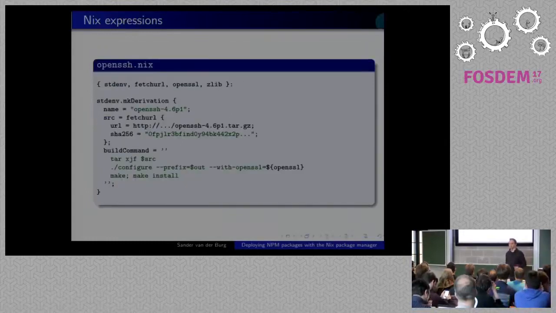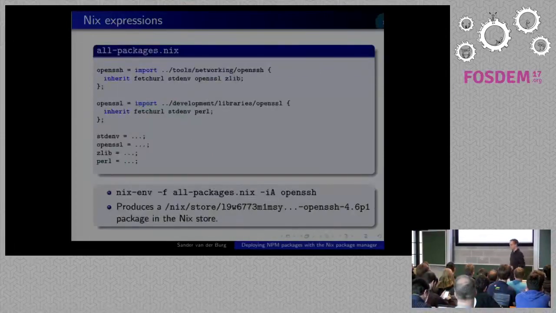There's one practical issue with this expression. This expression describes how to build a package from source code and its dependencies. But we also need to know which version of zlib and which version of OpenSSL we want to use. That's done in a second expression.